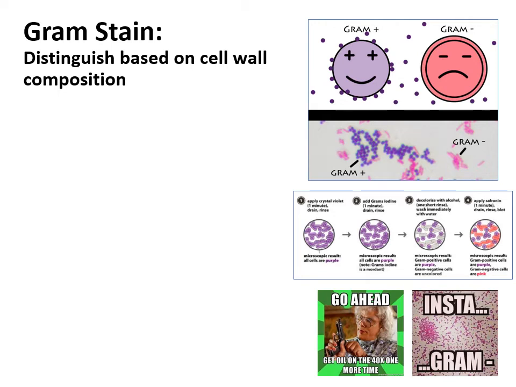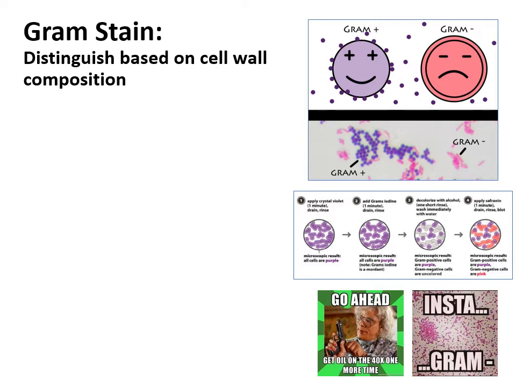Okay, so one of the most important stains we have in microbiology, and like I said, you perform this in the BI 219 lab, is the Gram stain. And the Gram stain allows us to distinguish cells based on their cell wall composition, meaning are they Gram positive with plenty of peptidoglycan and very few lipids, or are they Gram negative with all of those extra layers, thin peptidoglycan, and a whole lot of lipids.